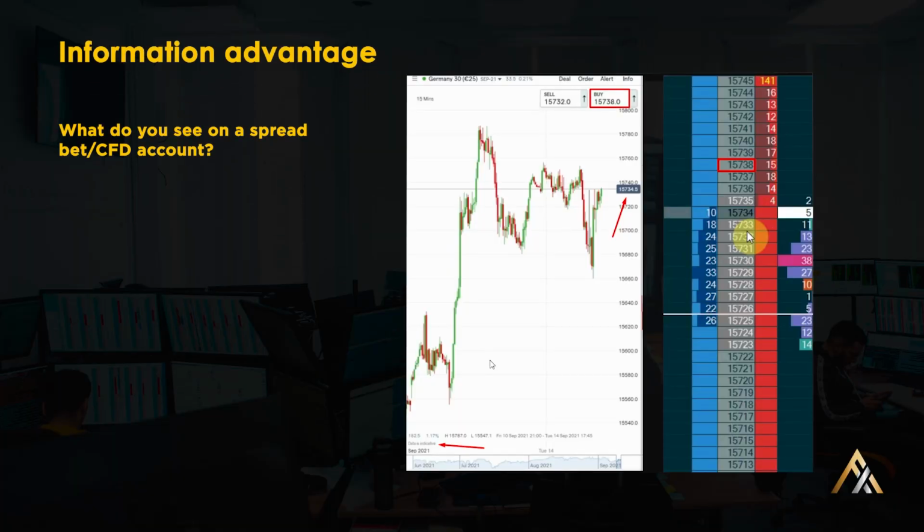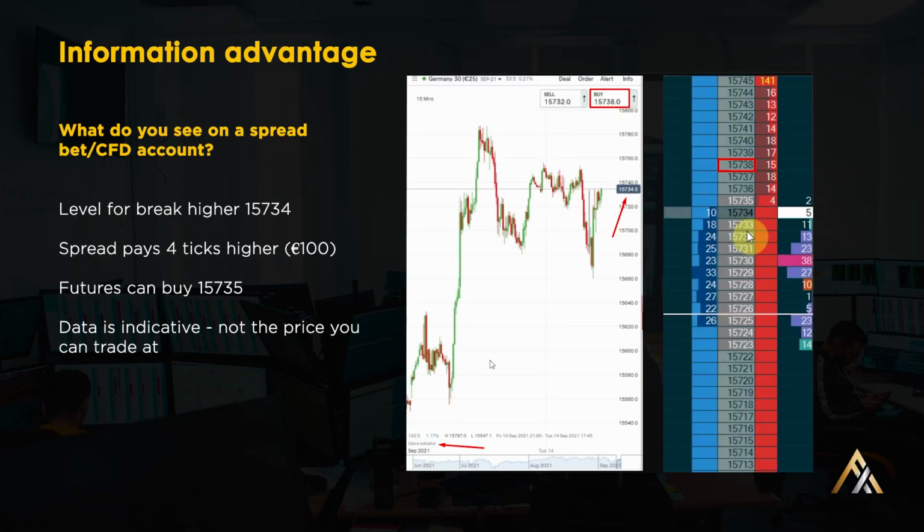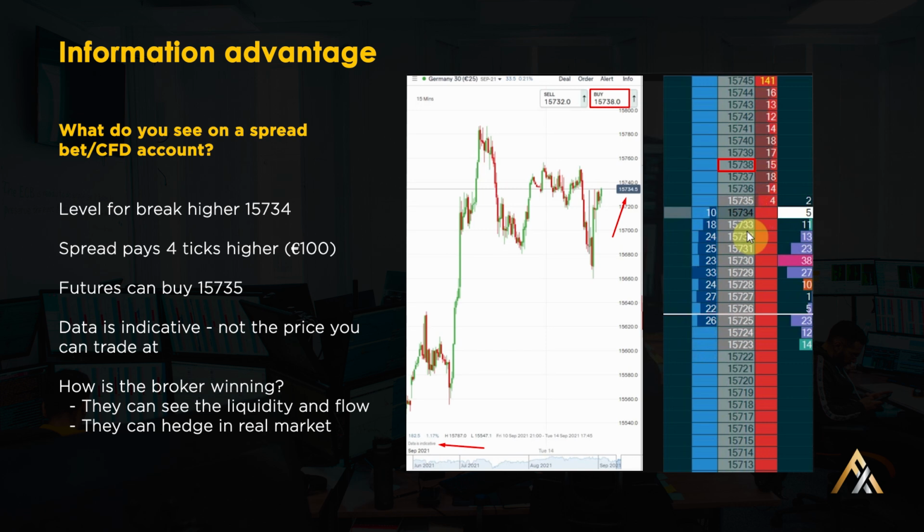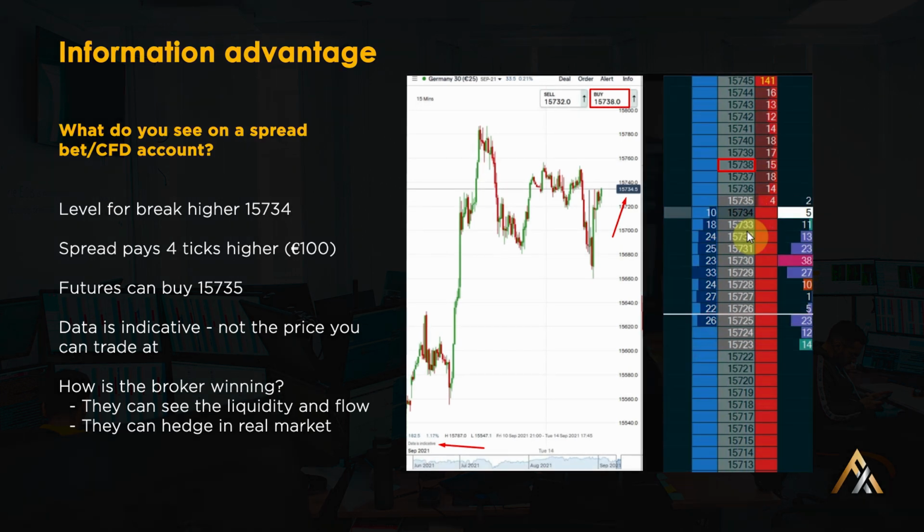I'll go and illustrate this as well, and I'll show you what it looks like from a futures perspective and what it looks like from a spread bet perspective. So let's go and have a little look over at this. Now, what we've got here then is an image of the DAX future on the right hand side at the same point that we reached the level at 15,734 on the spread bet or CFD account on the left and the DAX future on the right.